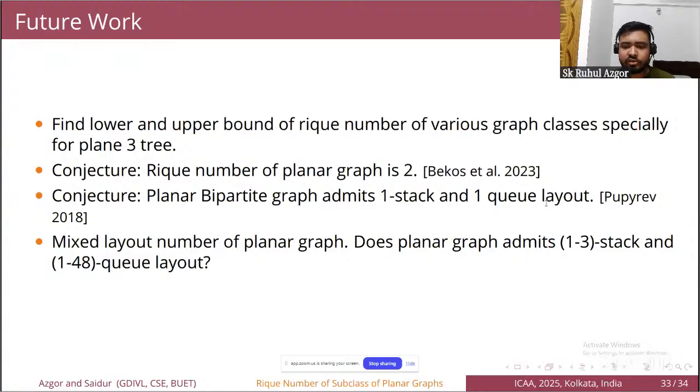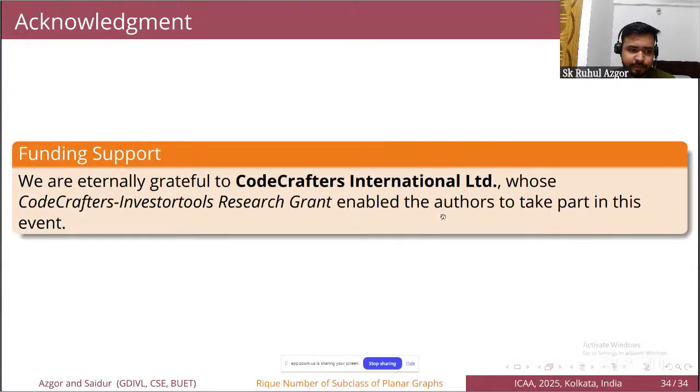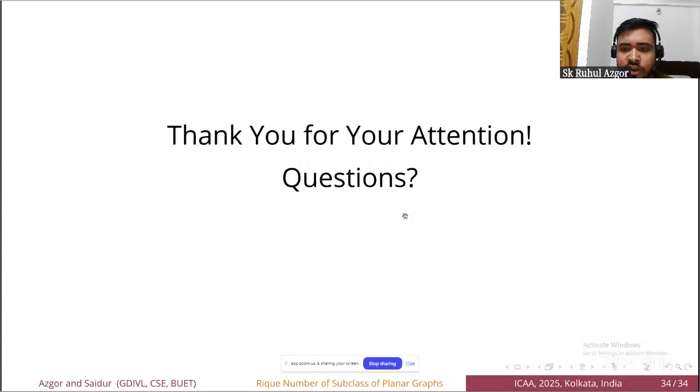And there is a huge similarity between a restricted input queue and one stack plus one queue. Basically, one stack and one queue simulate the Rick data structure. So this is also relevant in this event. And I would like to acknowledge and thank Codecrafter International Limited for their funding of this research, and thank you for your attention. Any questions are welcome.